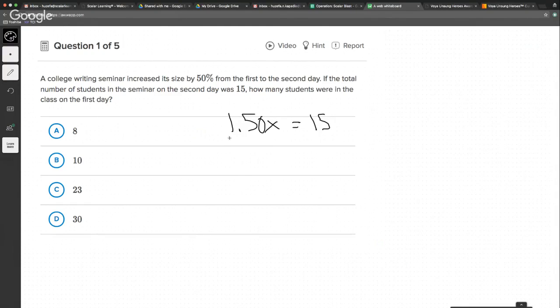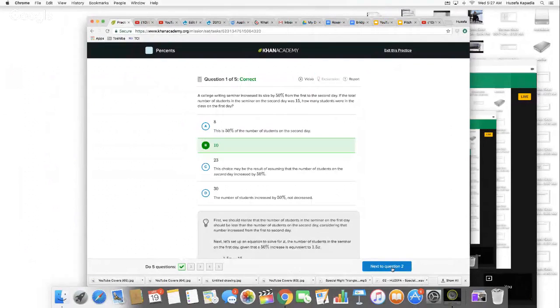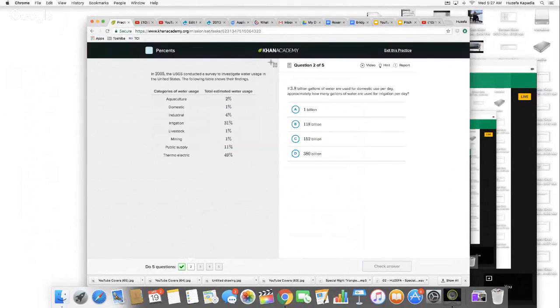Now we can divide both sides by 1.5. What is 15 divided by 1.5? You can use a calculator if you want. I'll just tell you it is 10. 10 times 1.5 is 15. So like I said, that first one was pretty easy, but we can just jump right in, solve it quickly, and go to the next one. Let's look at this one here, number 2.